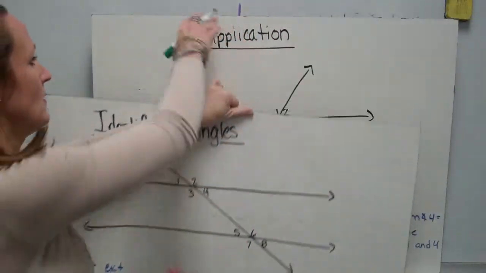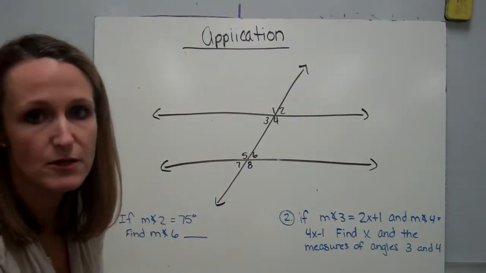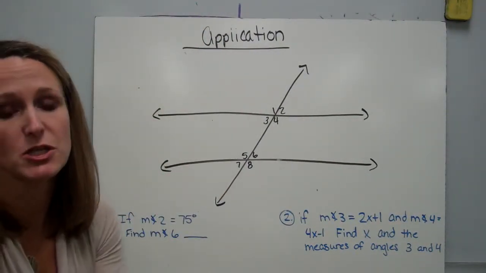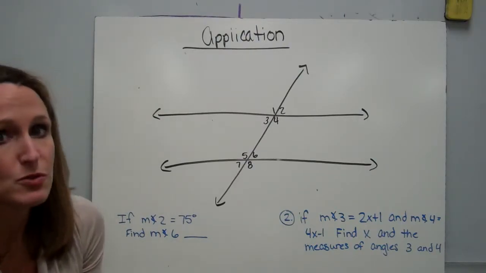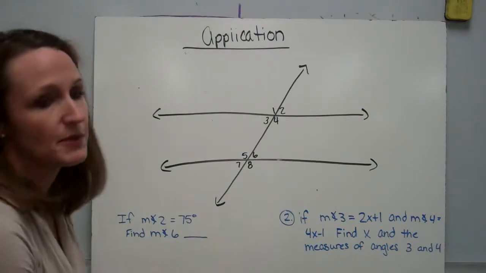Okay, so let's do a little application here. Why do we need to know these relationships? Well, we need to know which ones are congruent and which ones are supplementary, because that way we can solve for missing values. So let's look at a couple of sample problems.